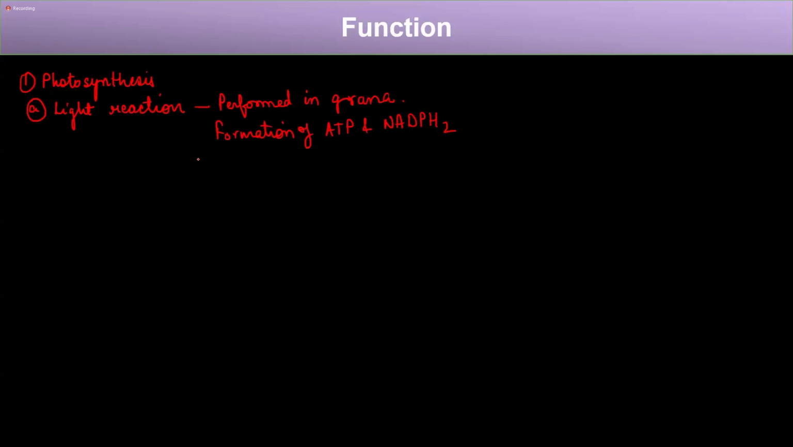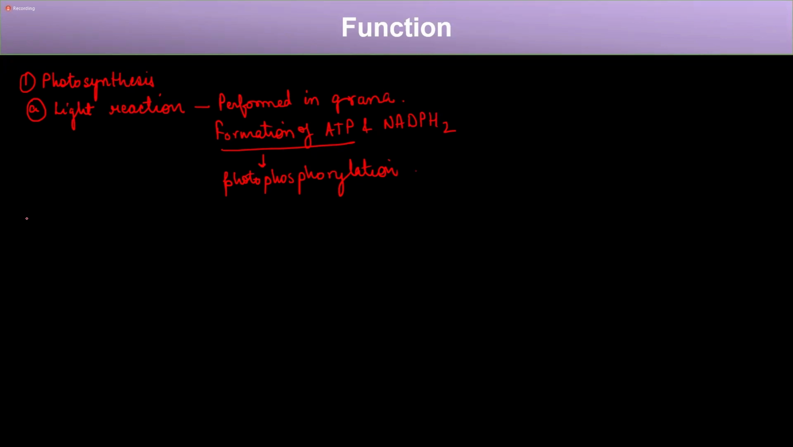Now, if you remember, in the mitochondria also ATP formation was done, and that process was known as oxidative phosphorylation, right? But in the case of chloroplast, because the formation of ATP takes place in the presence of light, it is known as photophosphorylation. So light reaction is performed in the grana, in which the formation of ATP takes place, and this process is known as photophosphorylation.